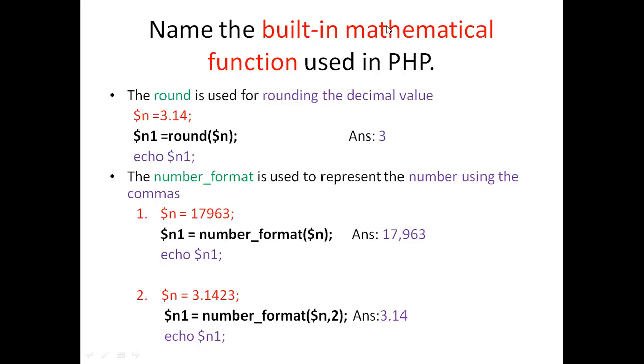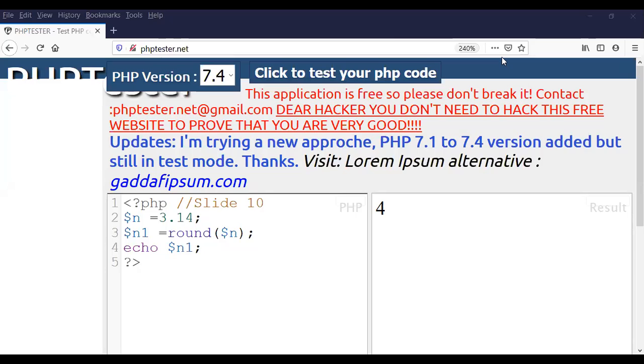So let's go to the testing part. Okay, this is from slide number 11. Look at here. We declare the variable value as 3.14, and then we are going for rounding. Rounding means that we don't want this point. We are going to delete this point.